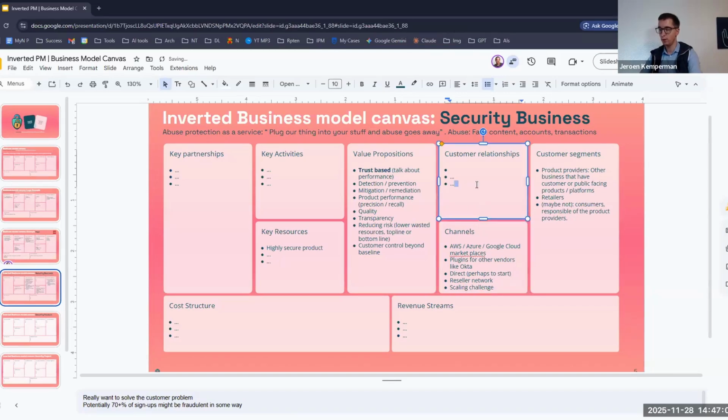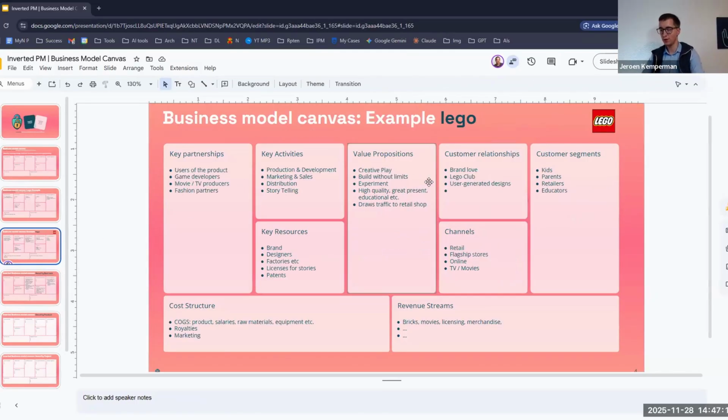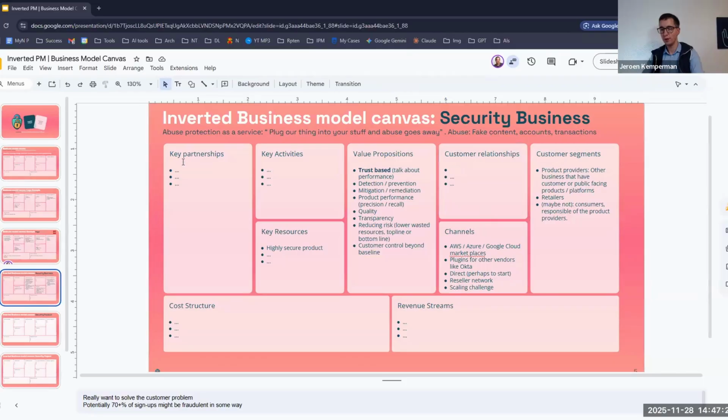Christina, why don't you talk to us a bit about the customer relationships? If you want me to, I can share what I found about Lego. It was about the brand love. They have a Lego club, and user-generated designs. It's all the ways they build relationships with the customer. If you're a security company providing abuse protection as a service, how do you build a relationship with the customer? Especially if you're going through Amazon, AWS, Azure, or Google Cloud Marketplace, where there's someone in the middle.